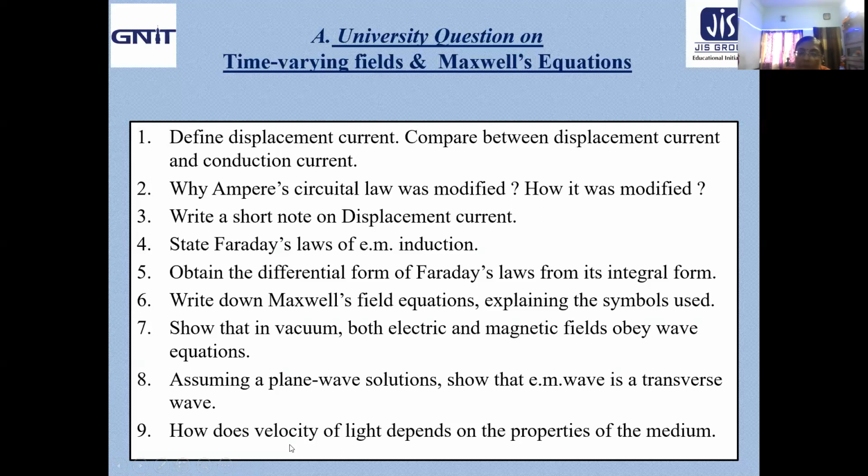Now, if it is the case for free space, then epsilon will be replaced by epsilon naught and mu will be replaced by mu naught, because epsilon r and mu r values are 1 in free space. Naturally, velocity of light will be 1 by root epsilon naught into mu naught. And by putting the values of epsilon naught and mu naught, it is found that its value is equal to C, the velocity of light in free space.